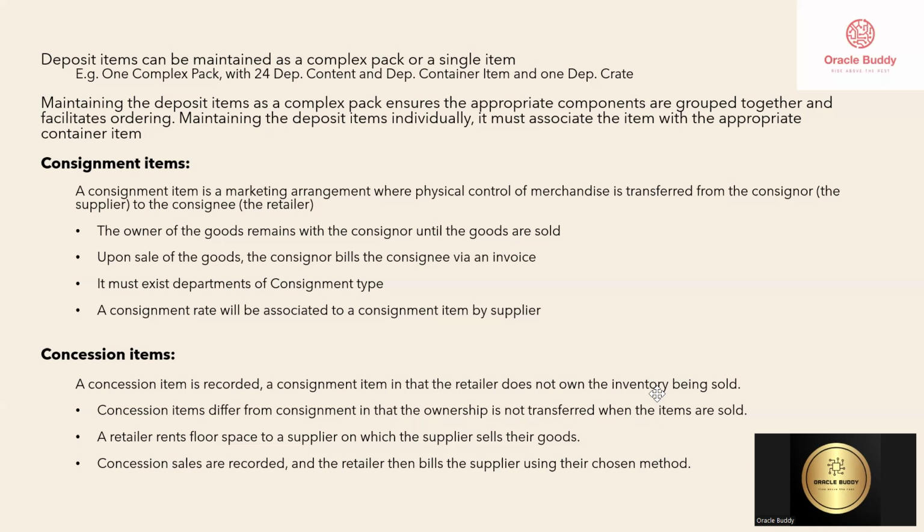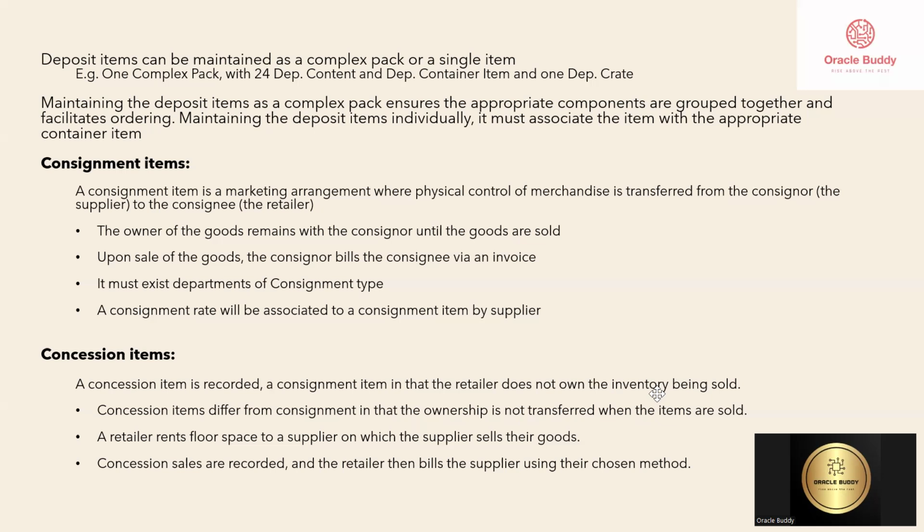A consignment rate will be associated to a consignment item by supplier. So the next type of item is a concession item. In retail concession, the brand operates like a tenant. They rent a specific space and pay the department store a percent of their sales for the floor space.